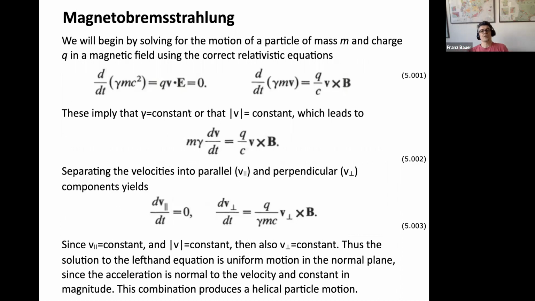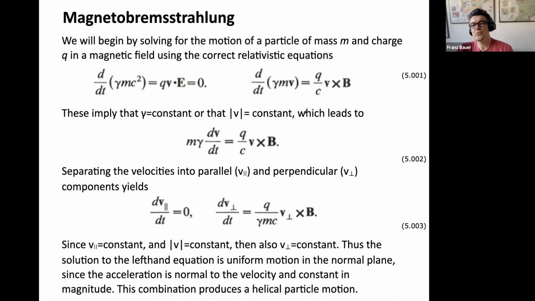So what's actually going on? We can calculate this pretty simply. We solve the equation of motion for the particle. We have a particle of mass m and charge q. It's in a magnetic field. We can use the relativistically corrected equations. So we have the time derivative of the energy, which is going to be related to this dot product. This is 0, and then we have the time derivative of the relativistic momentum. This is going to be related to velocity cross product with B.